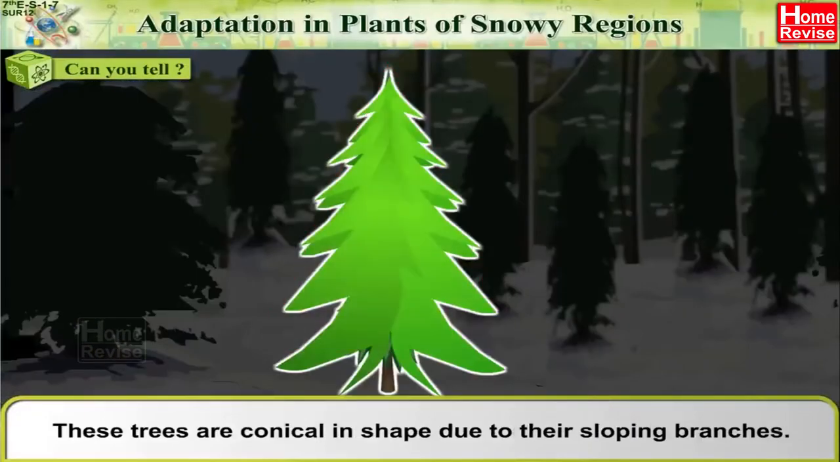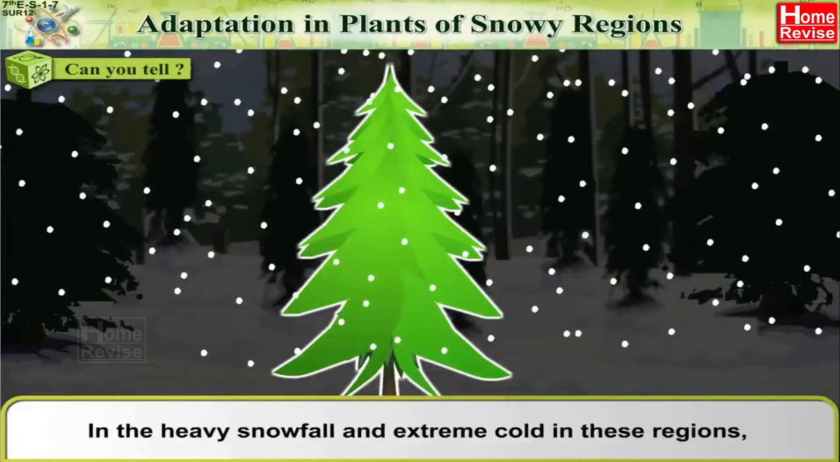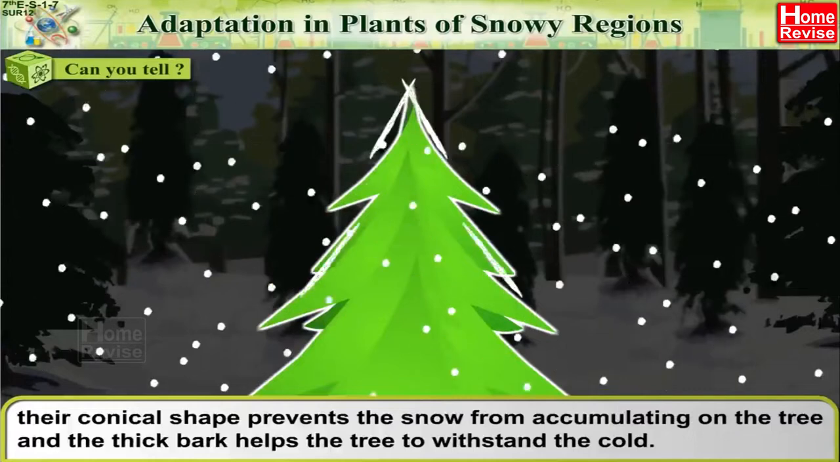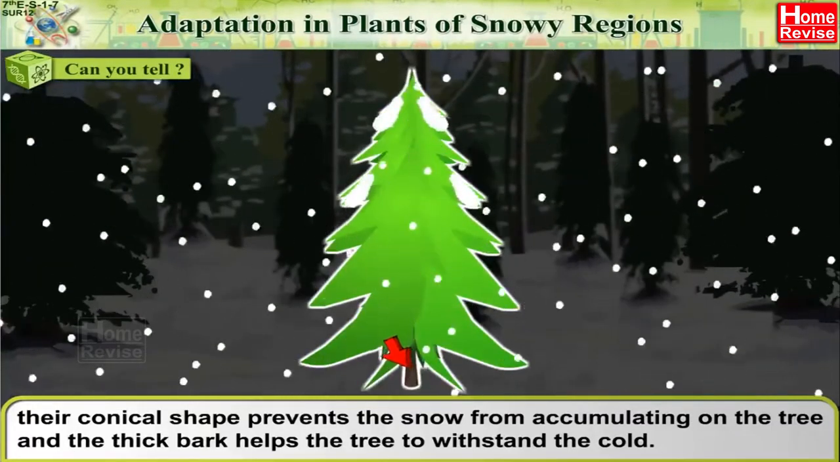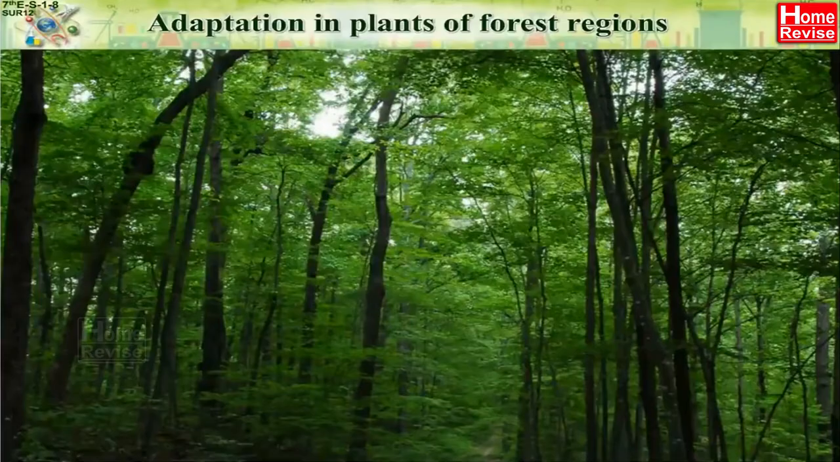These trees are conical in shape due to their sloping branches. In the heavy snowfall and extreme cold in these regions, their conical shape prevents the snow from accumulating on the tree, and the thick bark helps the tree to withstand the cold.